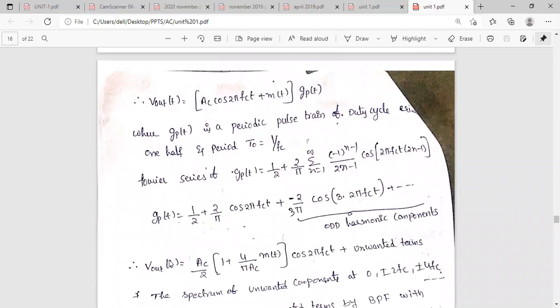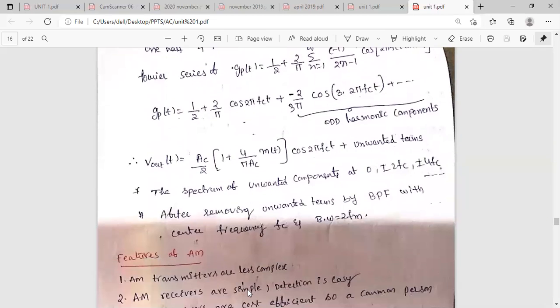So what is V_0(t) here? It is equal to this term multiplied by g_p(t), and you will get the output like this. So we have unwanted terms. These unwanted terms will be removed by the band pass filter circuitry whose center frequency is f_c. So if the center frequency is f_c, all the 2f_c, 3f_c, 5f_c components will be removed by the band pass filter. So only the standard AM equation remains.